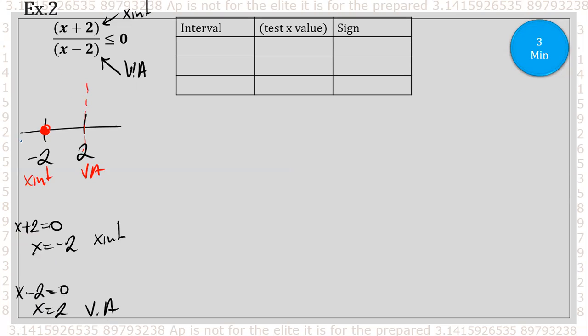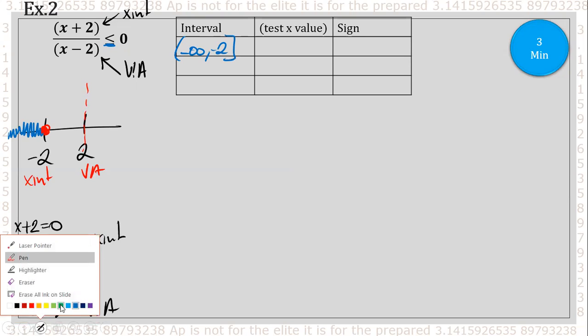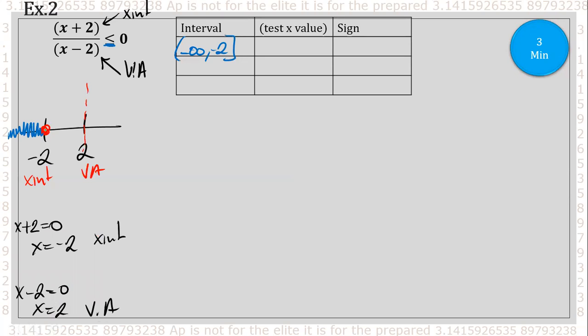So let me go get blue. All the numbers to the left of -2, it's going to be negative infinity all the way to -2. Can I put a bracket on there? Well, sure I can, because it's an x-intercept. And let's continue. All the numbers between -2 all the way to the vertical asymptote at 2. So that's going to be bracket -2, and then 2 with a parentheses.